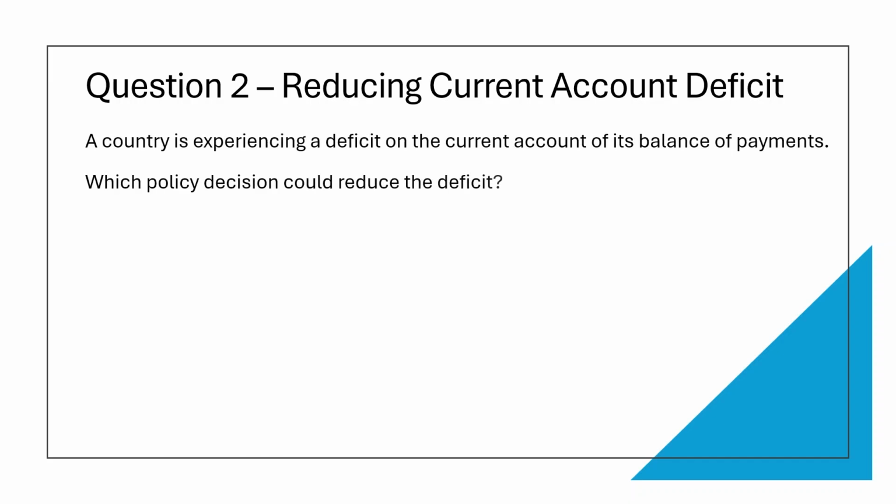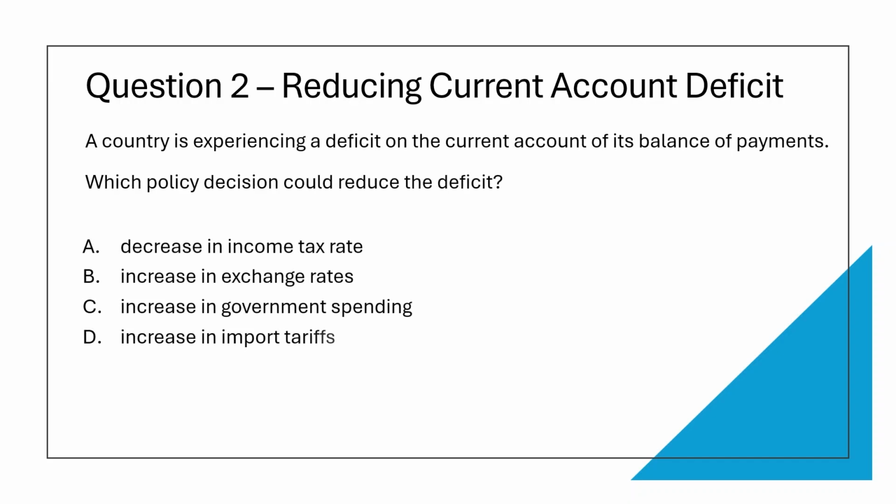A country is experiencing a deficit on the current account of its balance of payments. Which policy decision could reduce the deficit? These are the options given. I would highly recommend you pause the video and attempt this question. The correct answer is D.